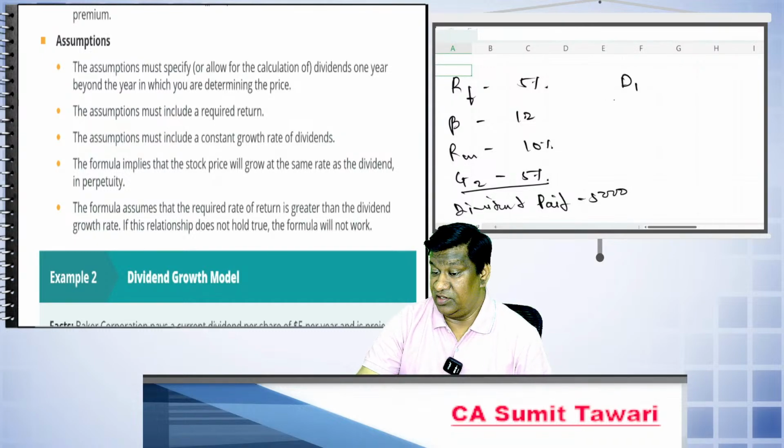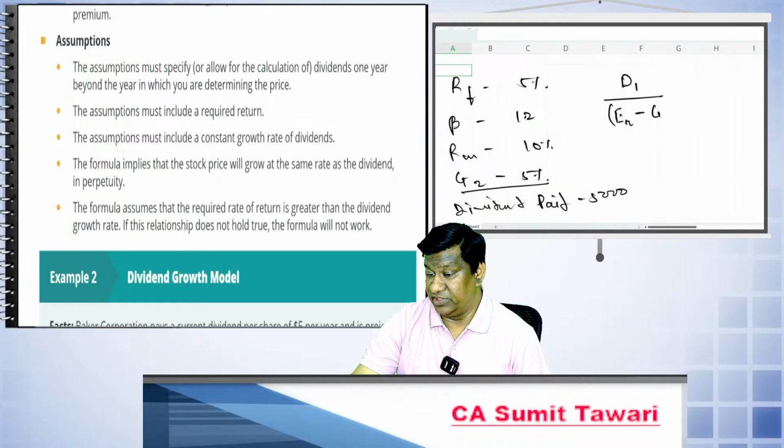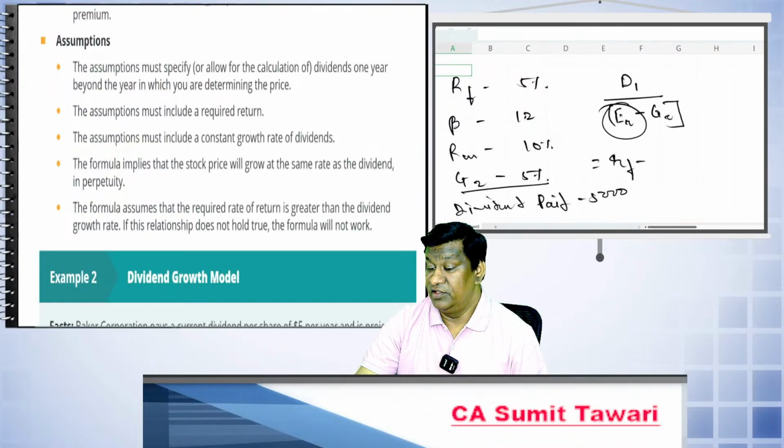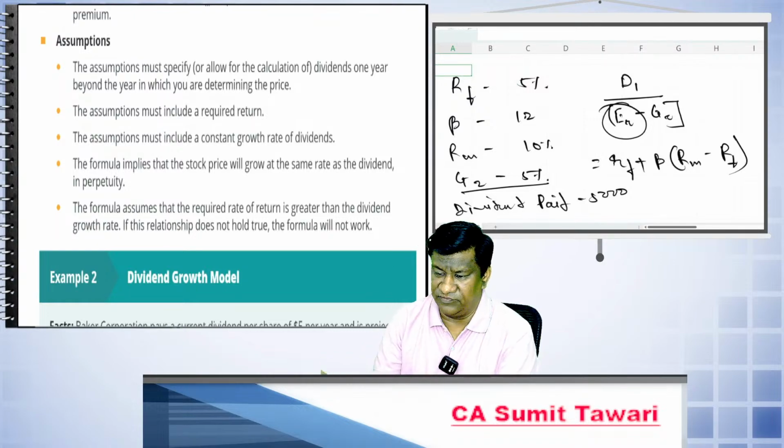D1 divided by expected rate of return minus growth rate. Clear? But you don't have the expected rate of return. How are you going to calculate the expected rate of return with the CAPM model? What is this? Risk-free rate of return plus beta multiplied by market rate of return minus risk-free rate of return. Now you can see whether you have all the information.